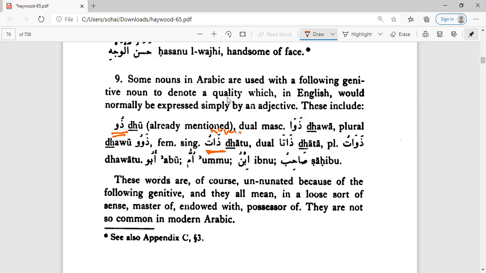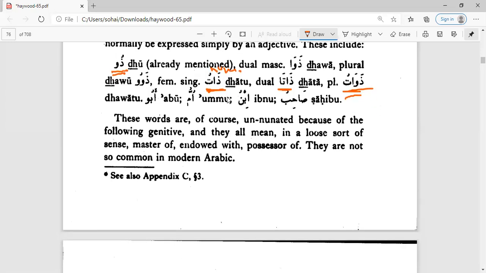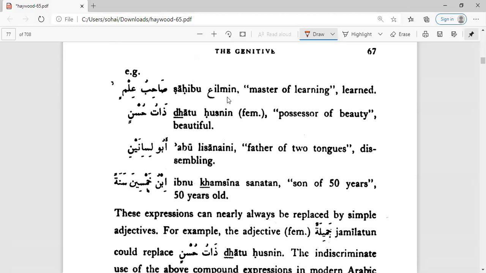Zatu is nominative. Zata is the dual. Zawatu is the plural. Okay, so if you look at, for example, here, sahibu is another word. So sahibul ilmin. Sahib means master or owner. When you say sahibul ilmin, it means master of learning. Sahib is similar to Urdu as well. Master of learning means he's learned. So you could say huwa sahibu ilmin, which means he is learned. He is master of learning.